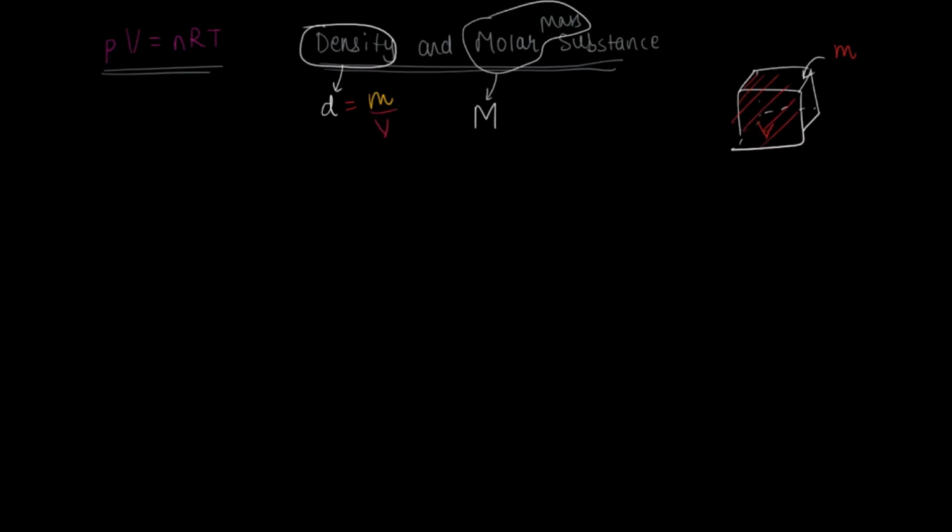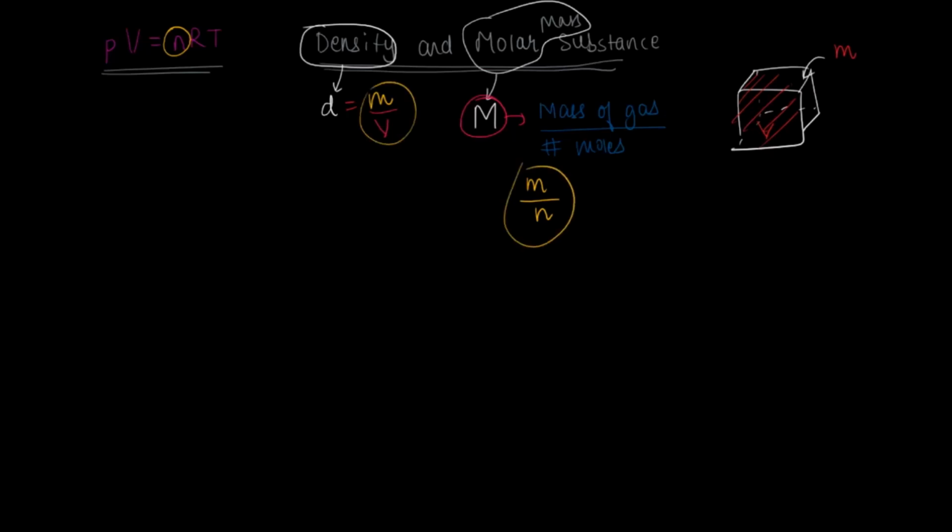Now, what can we do from here? Molar mass, what is it? Molar mass is the total mass of the gas that you have divided by the number of moles. And we already have those things. The mass of gas is m, and the number of moles is n. Now we somehow need to incorporate both into these equations.